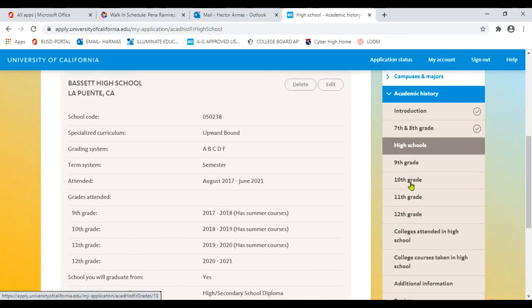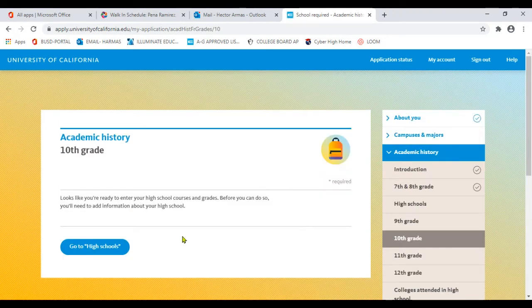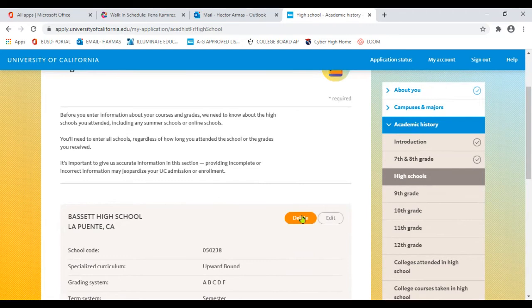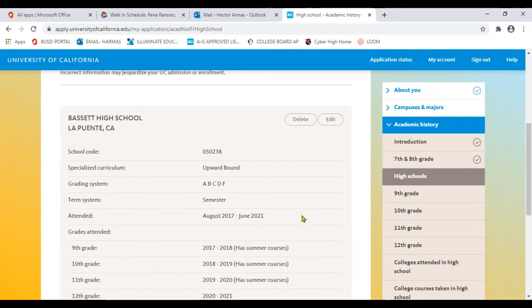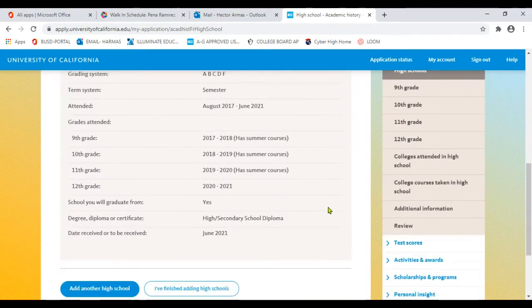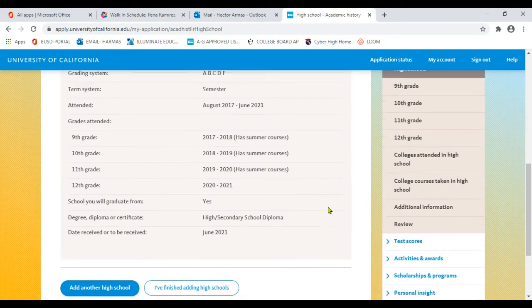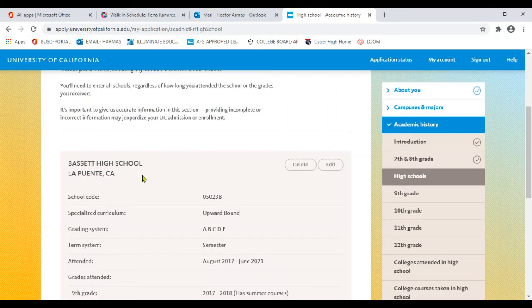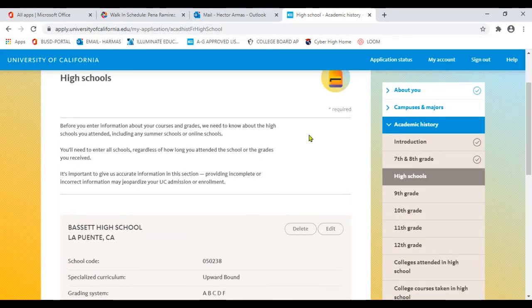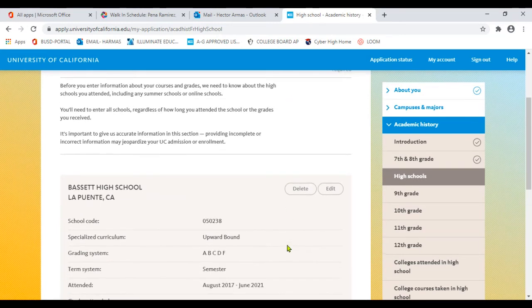Okay, so now let me go to 10th grade. Okay, what's going on here, miss? Let me go to 9th grade. Okay, why isn't it recognizing my high school? Before you enter. Your high school's there. I'm not sure. Yeah, I see. I don't see the name of the high school. Oh, there it is. There's the name of the high school. So why isn't it? It says required. See, it says right there required. Am I missing something here?